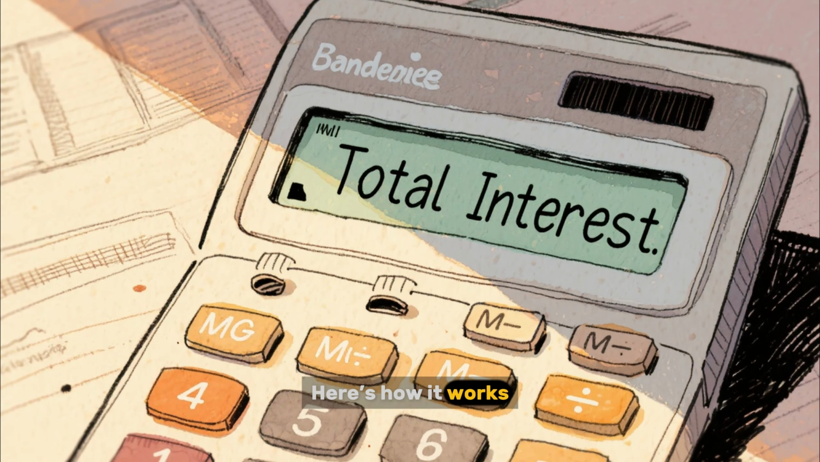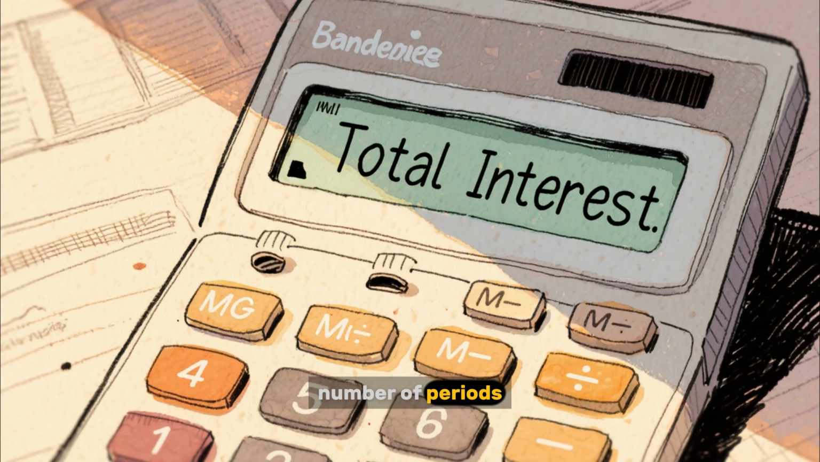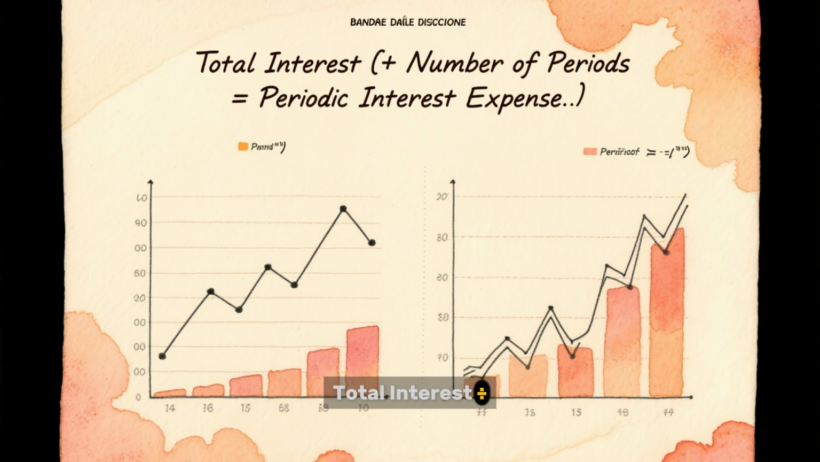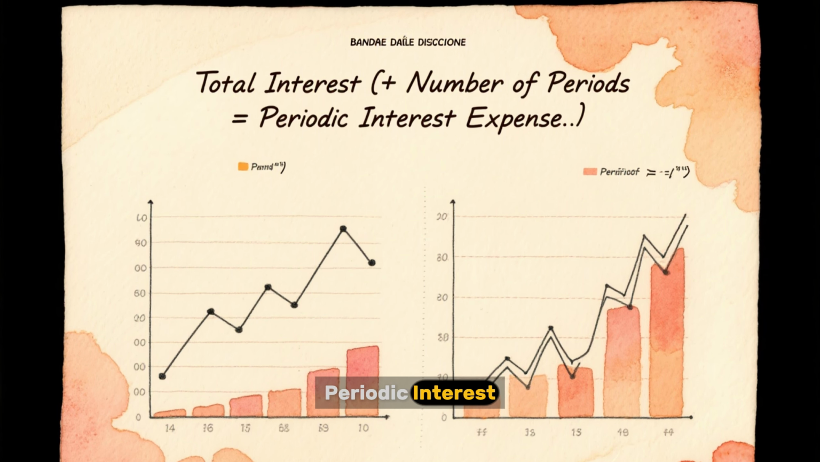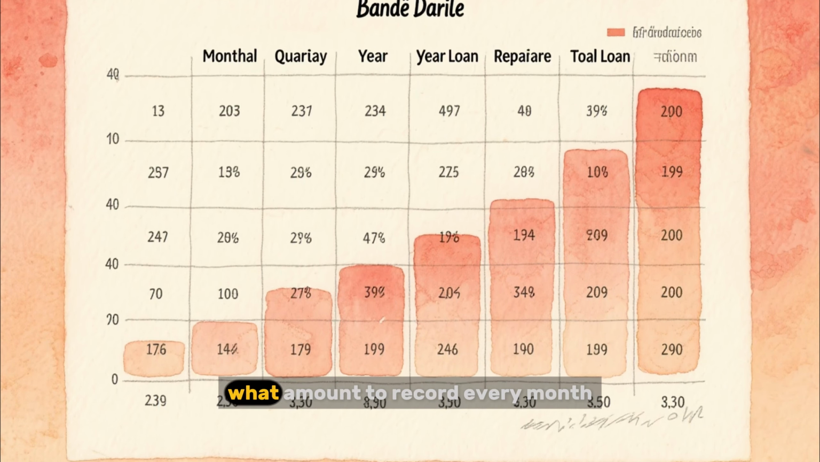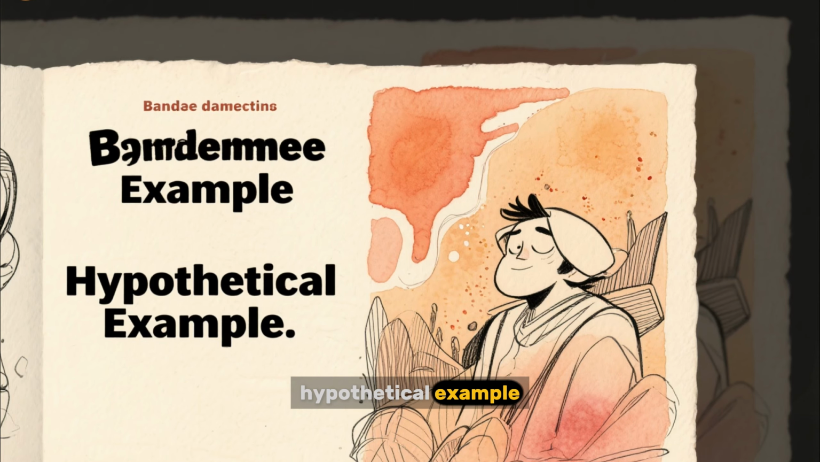Here's how it works. You take the total interest you'll pay over the entire loan and divide it by the number of periods you'll be making payments in. The formula is straightforward. Total interest divided by number of periods equals periodic interest expense. So, if you know your loan's total interest, you can easily determine what amount to record every month, quarter, or year. Let's go through a hypothetical example.